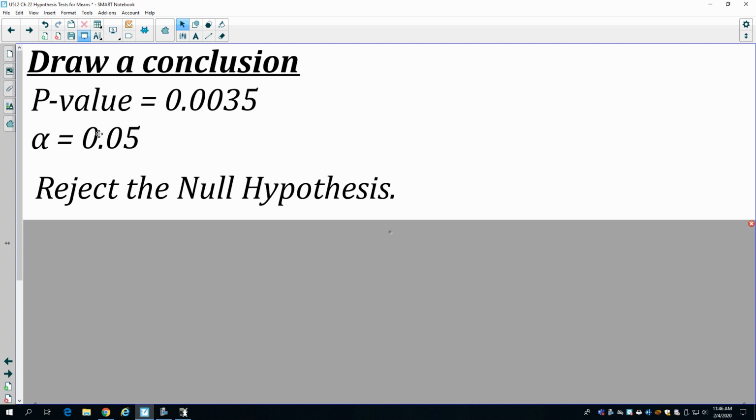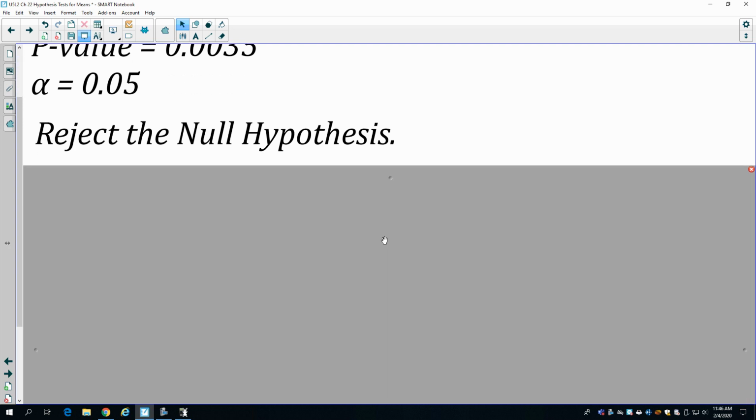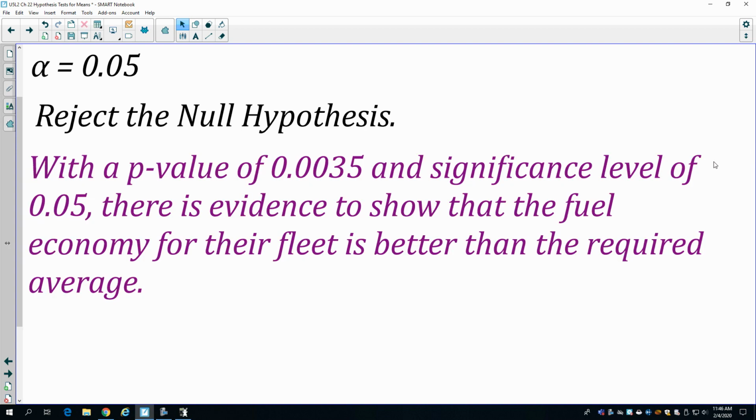We're going to use a significance level of 0.05 unless otherwise told, like we did with proportions. Since our p-value is smaller than that, we're rejecting the null hypothesis. And so we can say that with a p-value of 0.0035 and a significance level of 0.05, there is evidence to show that the fuel economy for their fleet is better than the required average. So they should be okay when it comes to meeting that requirement.